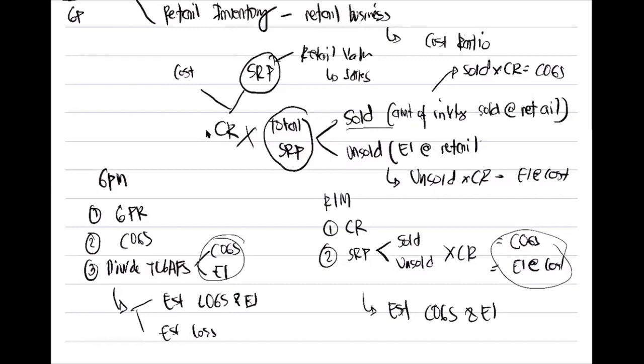For your retail inventory, it is used in your retail business, and we look at the relationship of your cost ratio over the retail price. While for your gross profit method, we get a gross profit rate based on the entity's past experience, and we project that to your sales to get your cost of goods sold and ultimately your ending inventory. But again, what is the main purpose? Your total cost of goods available for sale should be split up into your cost of goods sold and ending inventory.